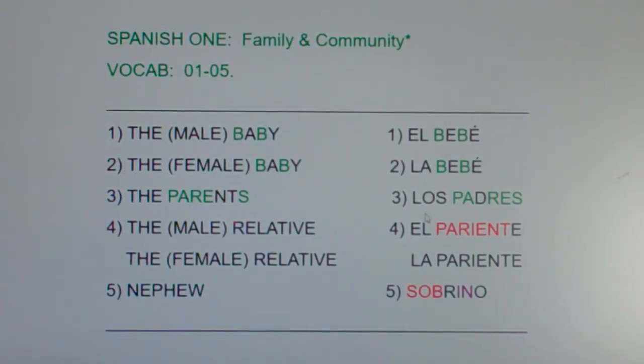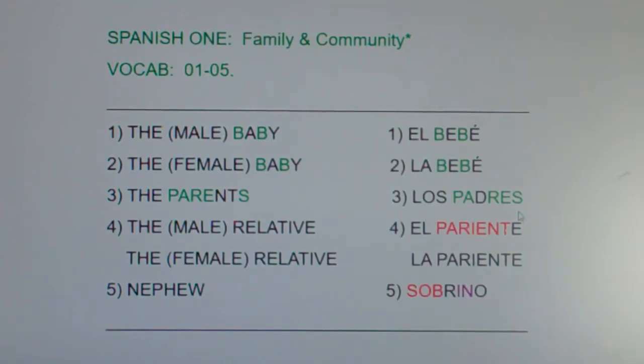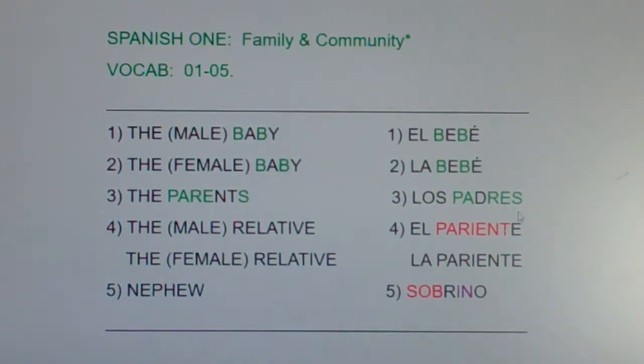Now, be careful. A lot of people look at the word padres and think, oh, that's dads. Be careful. Padres can mean 2 things. It can mean dads or parents. Remember, in Spanish, if there's a group that's all boys, it's male. If it's all girls, it's female. But if it's a mixed group, if there's a single boy in a group, the entire group is masculine. So padres means both parents and dads.